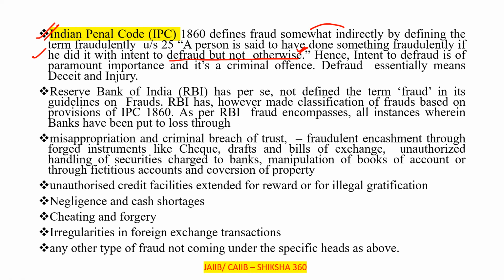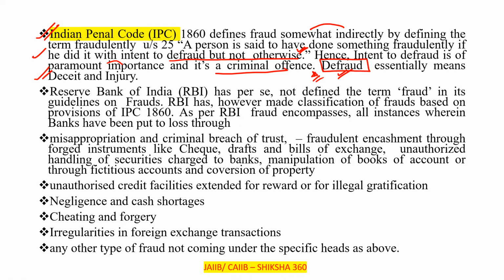Hence we can say that the intent to defraud is of paramount importance and it is a criminal offense. Defraud essentially means deceit and injury. That is, we have to deceive someone. Deceit and injury, this is the meaning of defraud. Just remember that. In examination you will get a direct question: what is the meaning of defraud? Defraud essentially means deceit and injury.